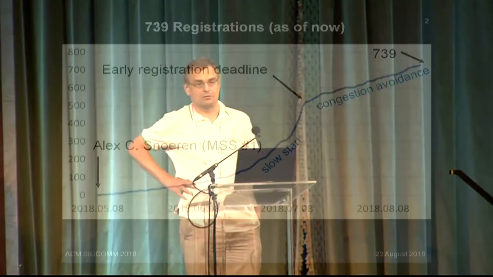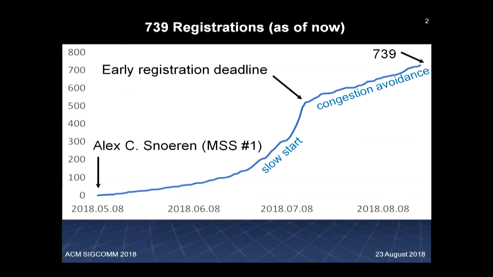So, registration. You already saw that slide if you were here in the morning. Alex Norren opened the initial congestion window, being MSS number one. Then we have the slow start of early registration, then congestion avoidance of late registrations, and the thread continued. We got 20 more registrations over these three days. The final count as of now is 739, which might go up a bit more after some more people register for workshops tomorrow morning.